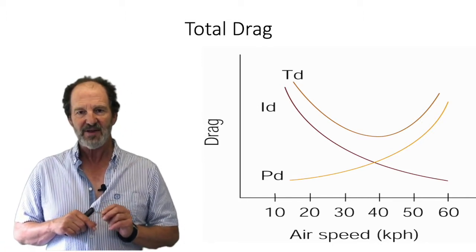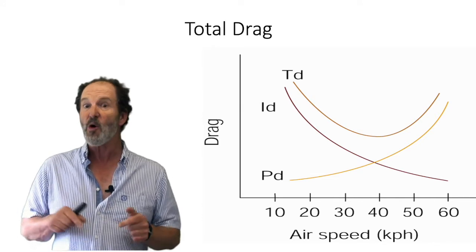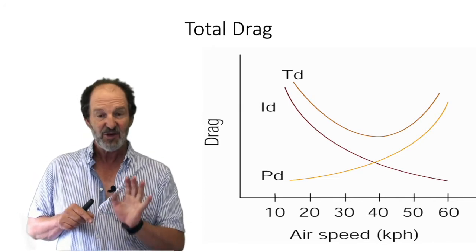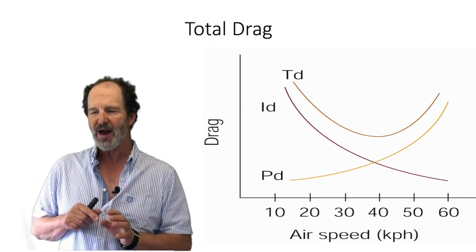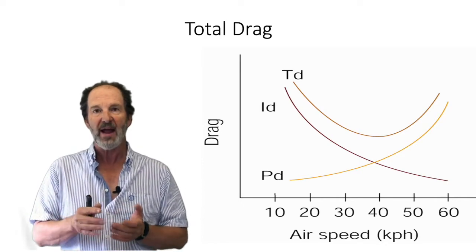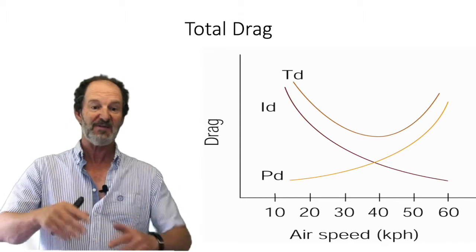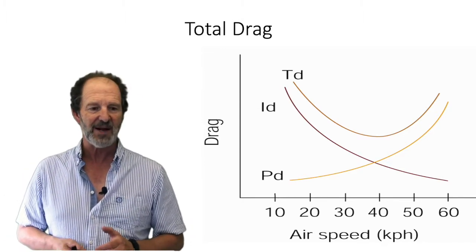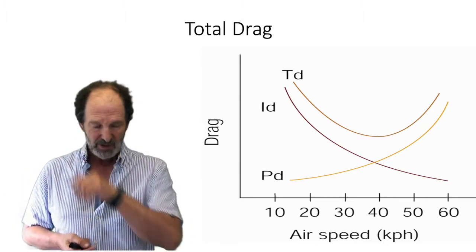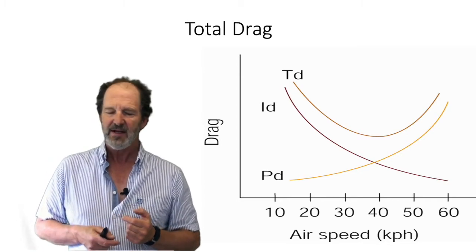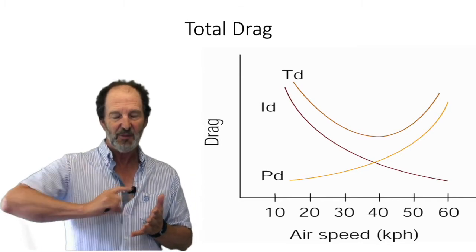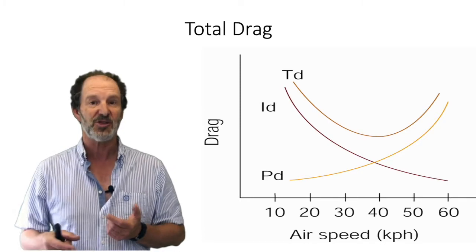Profile drag, however, is different. The faster you go, the more profile drag you get. In fact, if you double your airspeed, you'll quadruple the drag. And this is why, with a sports car and a van with the same size engine in, the sports car will always be faster because it's a smoother, slipperier shape. The van has a lot of frontal area and will generate a lot of profile drag. So, as you go faster, your profile drag gets greater, but your induced drag gets lower.